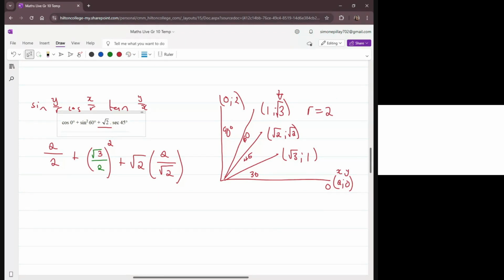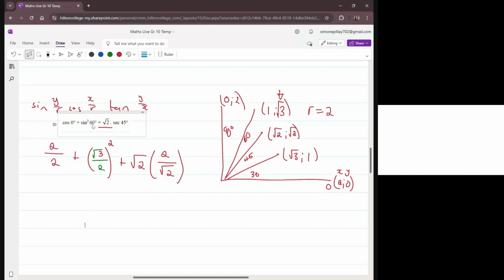When you get a special angle question, if they're asking you for the cos of 0, you go to your 0 degree line, which is over here, and we know this is our X value, this is our Y value, and this is our R value. Cos is going to be X over R. So I substitute in my X value on the 0 degree line and my R value, which is 2 for every single one of them. And that's how I got 2 over 2, which is really just 1.